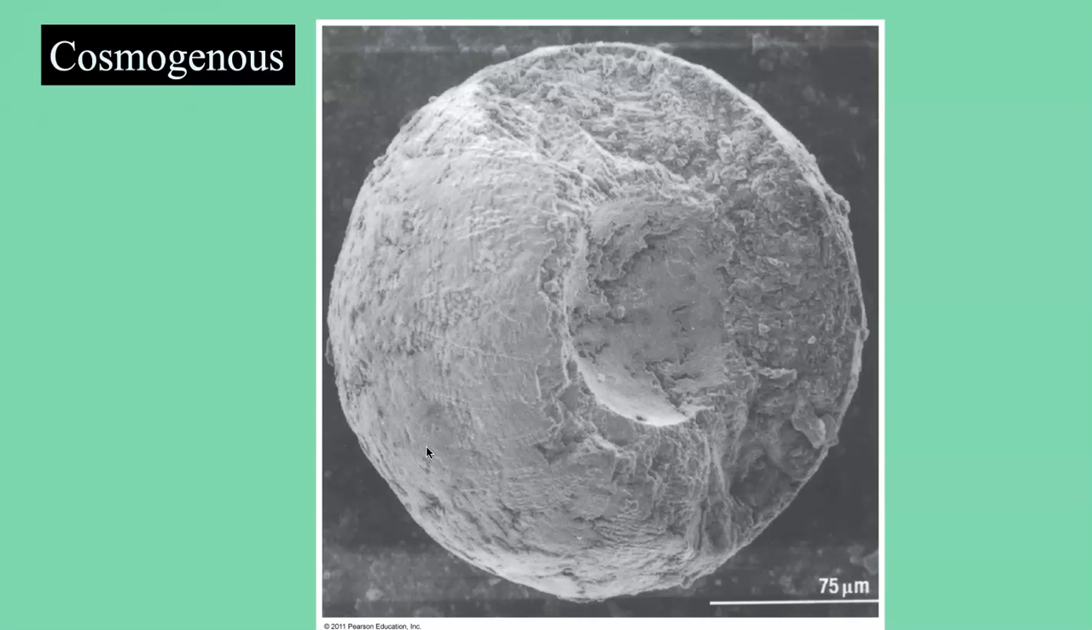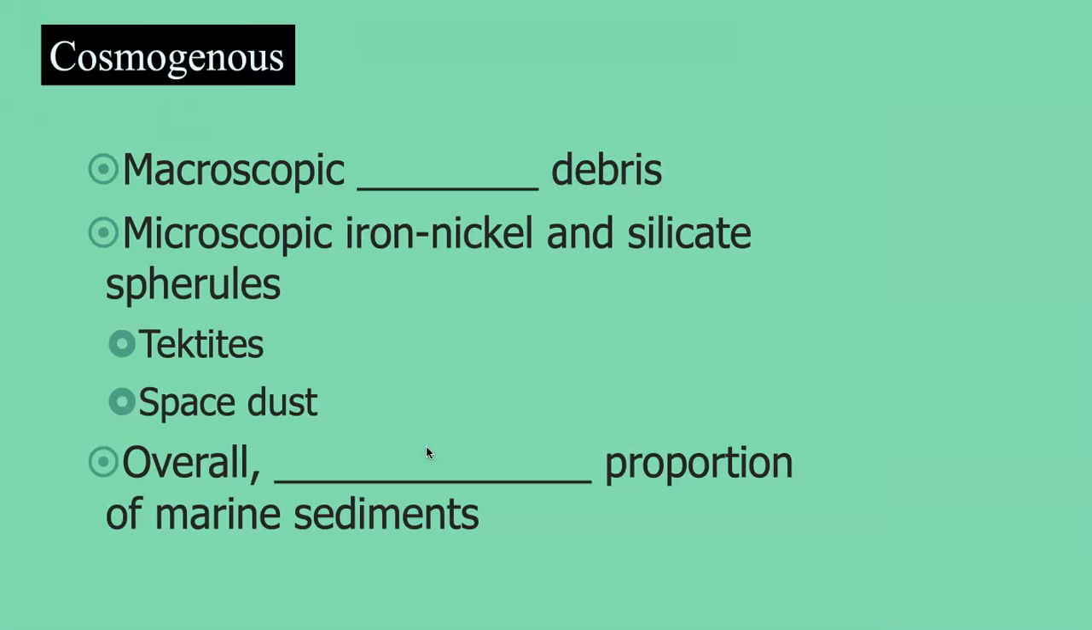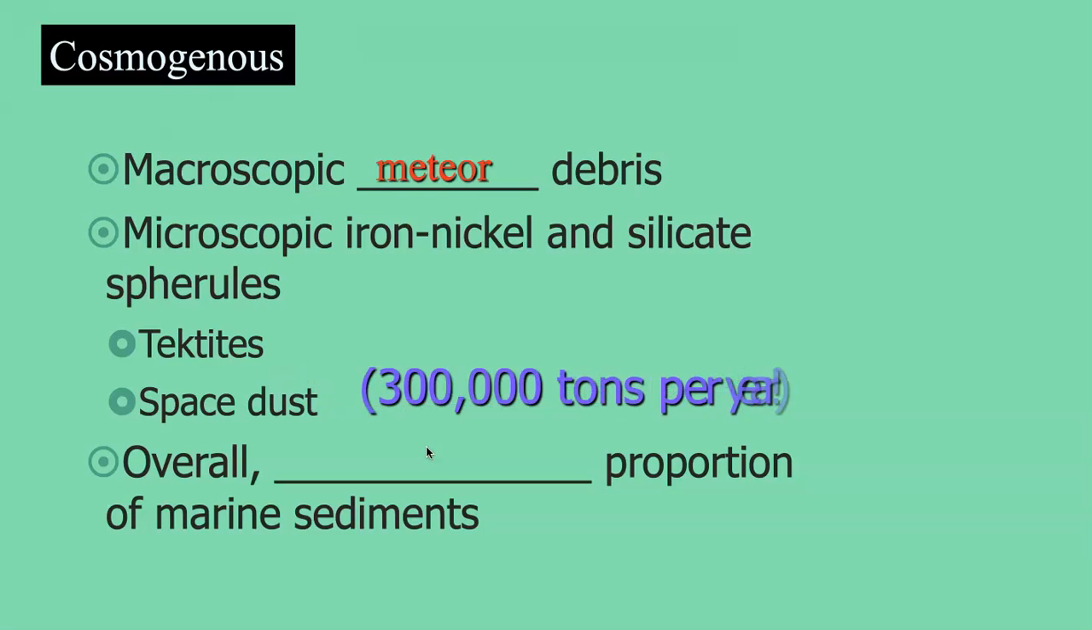Finally, cosmogenous sediment, space dust. So this is a little micrometeorite. Things can come from space that are large, like meteors, but then there's a lot of microscopic dust that falls on our Earth, which you probably don't realize. And in fact, there's over 300,000 tons of space dust that lands on the Earth every year. Pretty crazy. This is also a rather insignificant proportion of marine sediments, though.